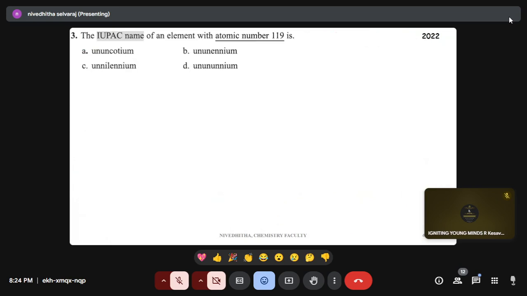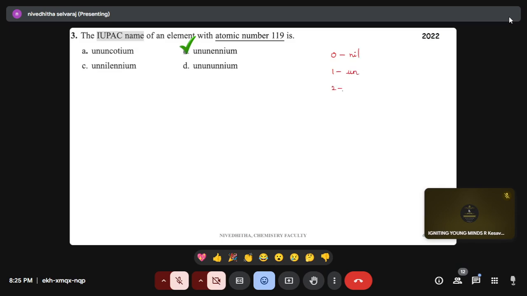Here they've given some atomic number and they're asking us to write the IUPAC name for that element. Very easy. Option B. So if it is 0, what is the term? Nil. If it is 1, then un.